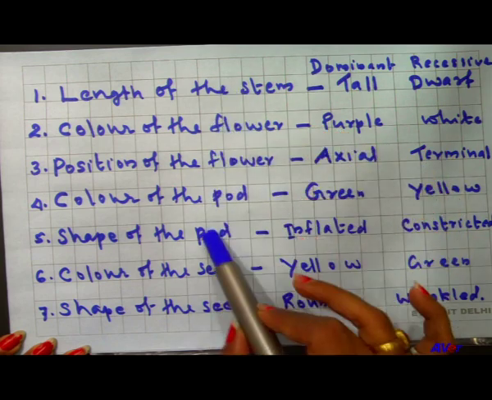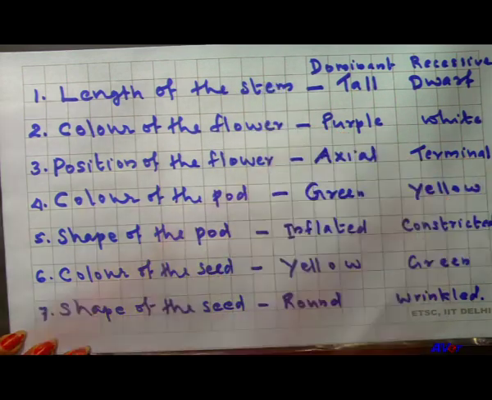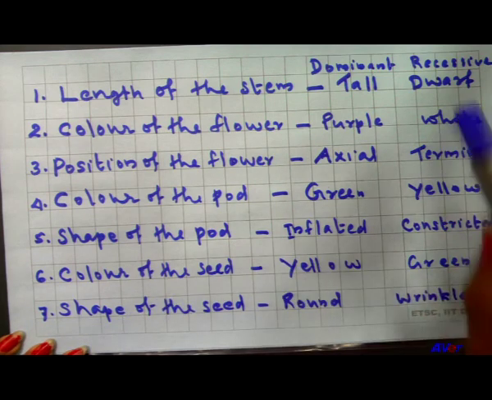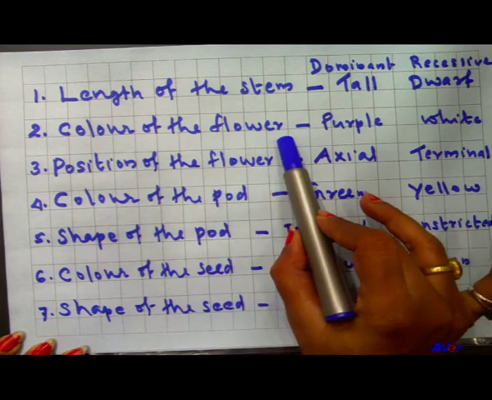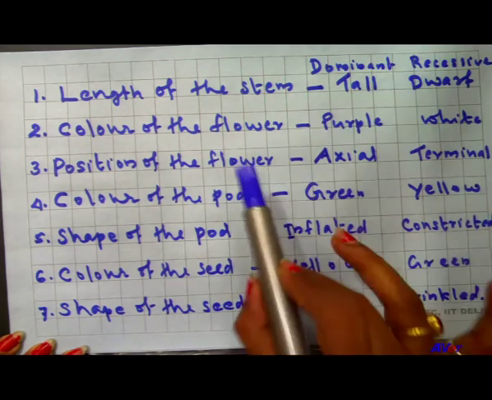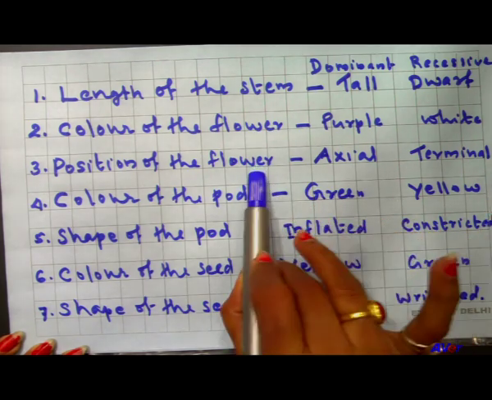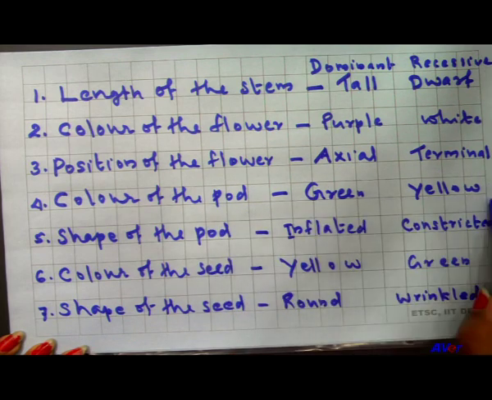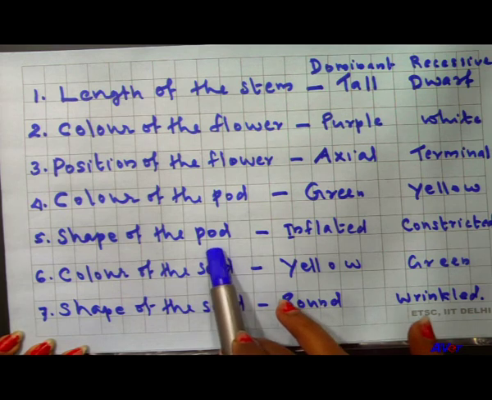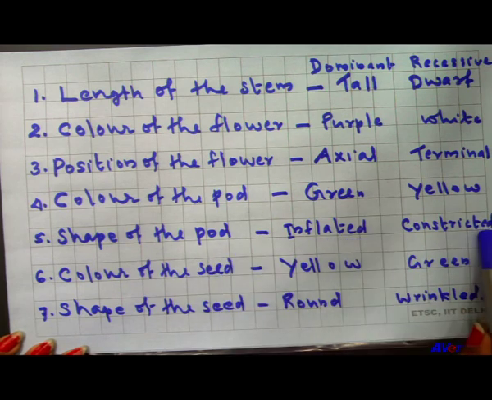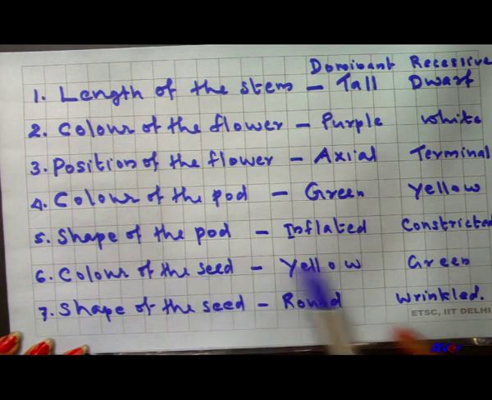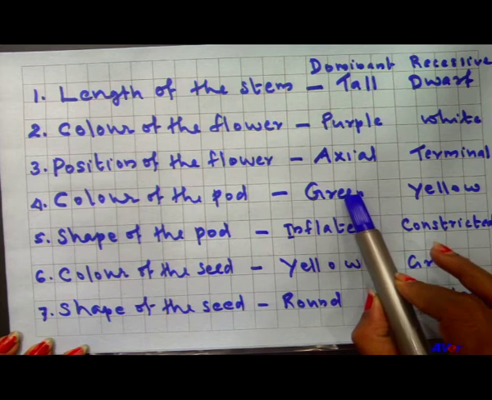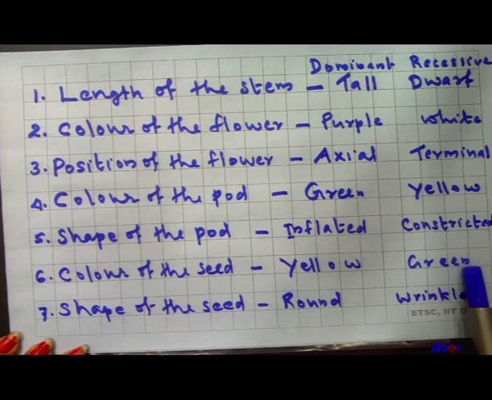Just step by step you have to move, analyze a plant. First you can see the height of the stem, length of the stem, with tall and dwarf, color of the flower, purple and white. Then coming to the second character of the flower, that is position, axial, terminal, then color of the pod, green and yellow, shape of the pod or form of the pod, inflated, constricted, color of the seed, just the reverse of color of the pod, that is yellow and green, then form of the seed or even shape of the seed, round and wrinkled.